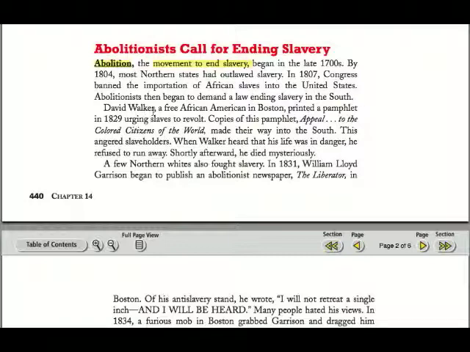David Walker, a free African American in Boston, printed a pamphlet in 1829 urging slaves to revolt. Copies of this pamphlet, Appeal to the Colored Citizens of the World, made their way into the South. This angered slaveholders. When Walker heard that his life was in danger, he refused to run away. Shortly afterward, he died mysteriously.